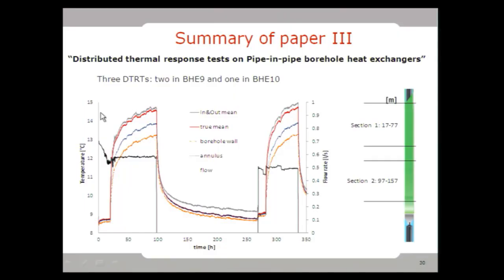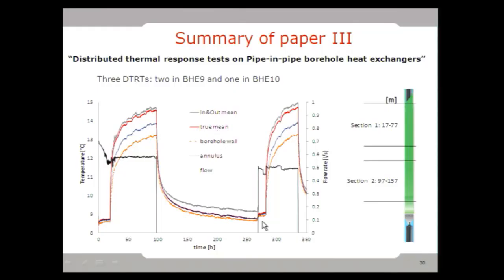The tests in the heat exchanger were also distributed thermal response tests. In this case, two tests are presented on the chart here. You see a first heat injection period with a flow rate of about 0.6 liters per second, a thermal recovery period, and then a flow rate slightly lower and the same temperatures. I'm plotting in different colors the borehole wall temperature, the fluid inlet and outlet temperature, and other temperatures which I discuss in the paper regarding which one is more convenient for the calculation of the thermal resistance in this geometry, including the annulus temperature and a true mean.